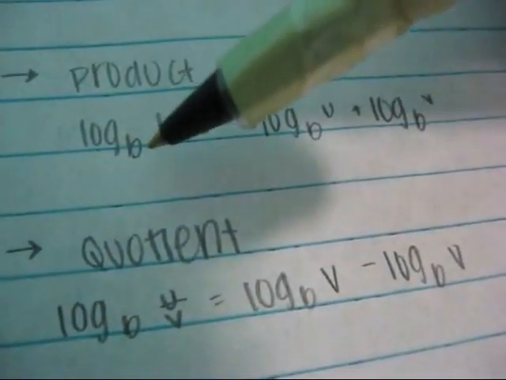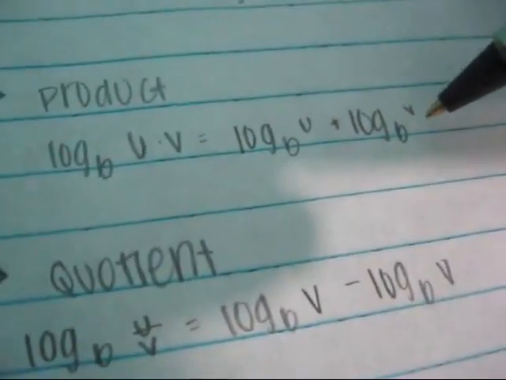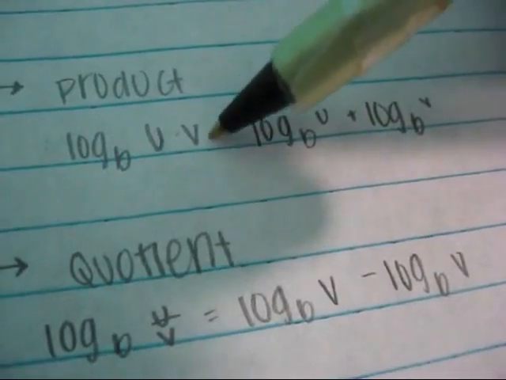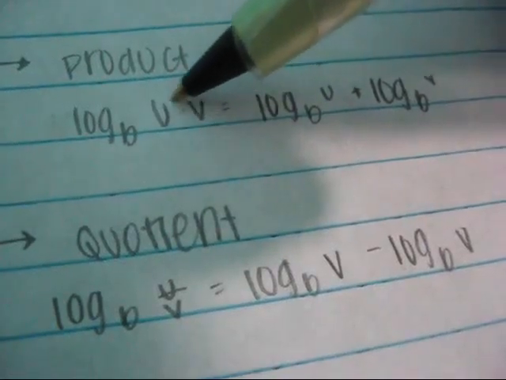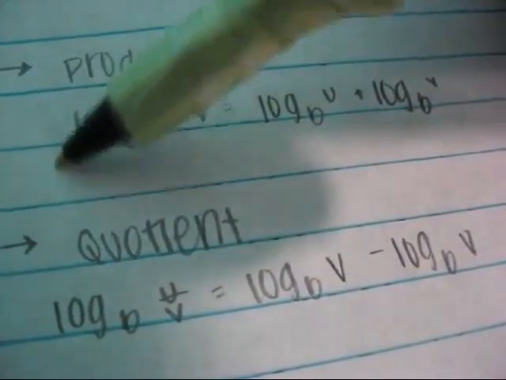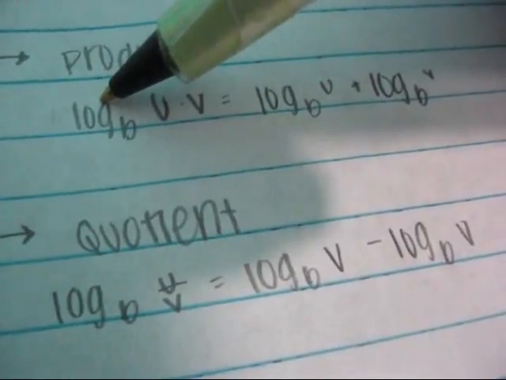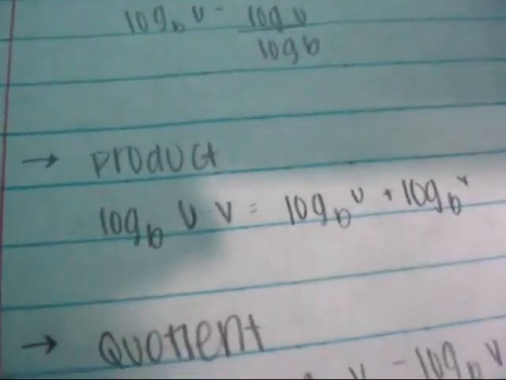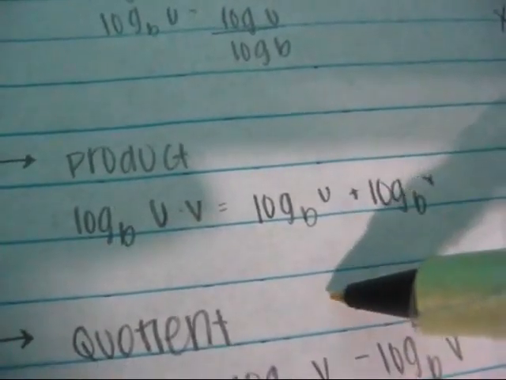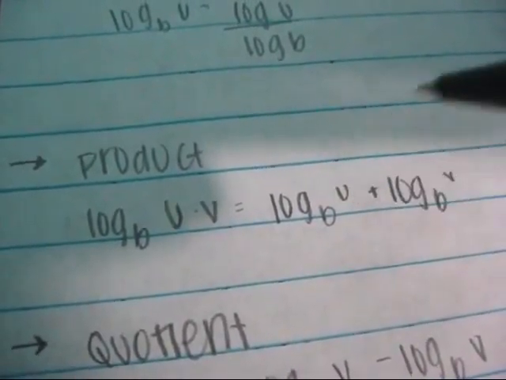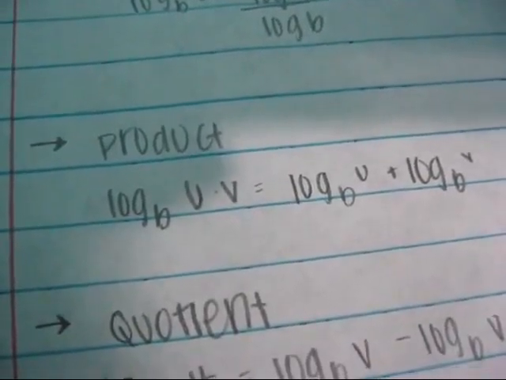So you have log base b of u and log base b of v, and then you add the 2. Because these 2 numbers are being multiplied, you add the logs. Does that make sense? It just has to make sense. So log base b of u times v is the same as log base b of u plus log base b of v.